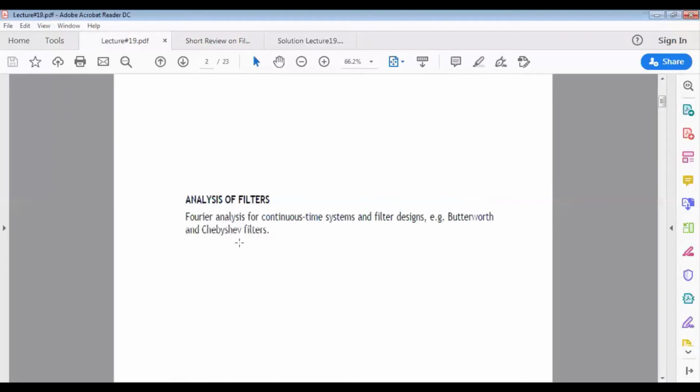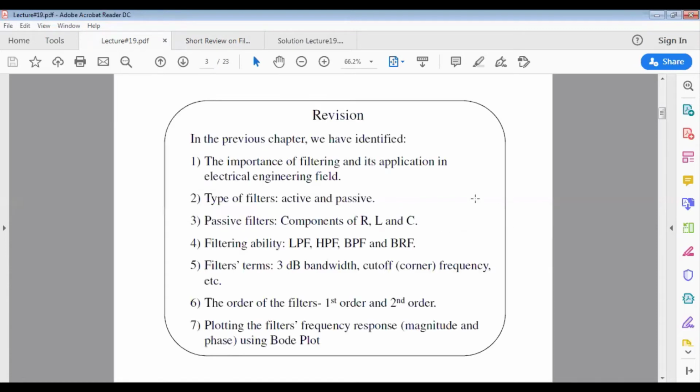The Chebyshev filters are taught in lecture 20, but I'm not going to cover these Chebyshev filters for this semester. So if you are interested to learn more about Chebyshev filters, you are most welcome to learn it on your own. Our main emphasis for lecture 19 or for chapter 6 will be only on the Butterworth filter. Okay, so this is a revision of things that we have learned so far from chapter 5.